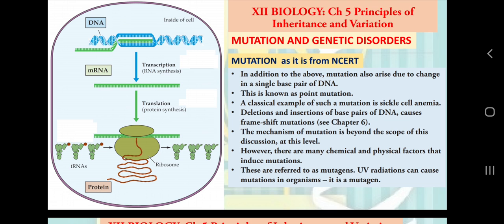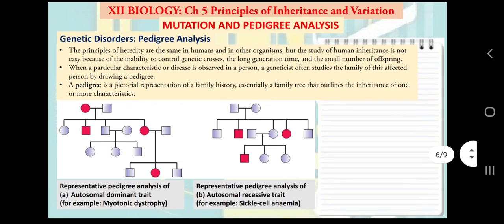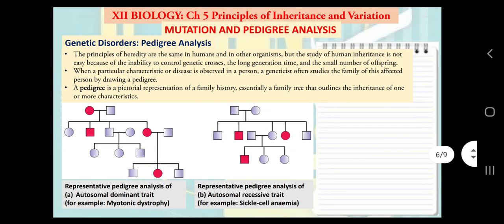So those proteins are normal if there is no mutation, they may be abnormal if there is a mutation. Now, one more thing, pedigree analysis. Before understanding Mendelian disorders, we need to understand two things. First, mutation, which we have discussed. The second thing is pedigree analysis.